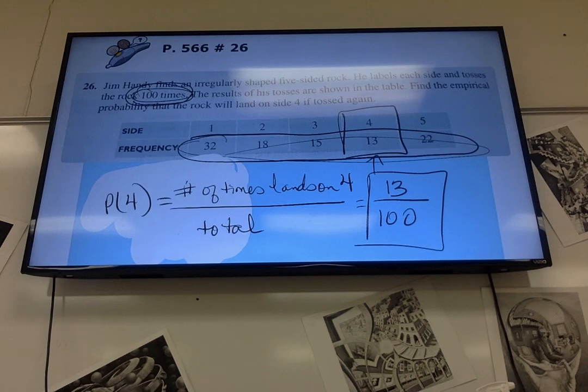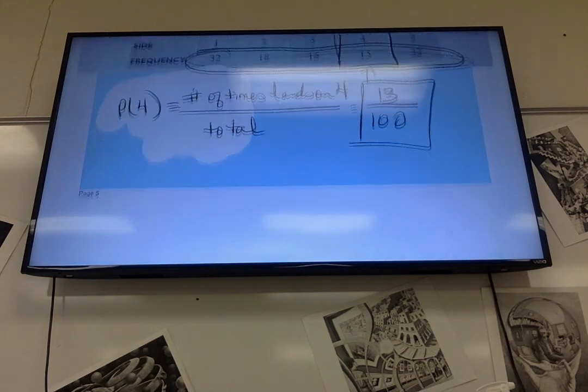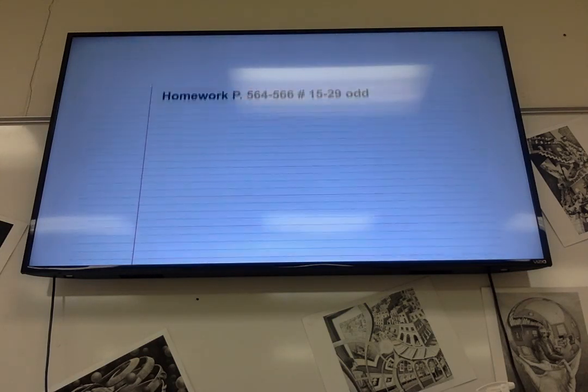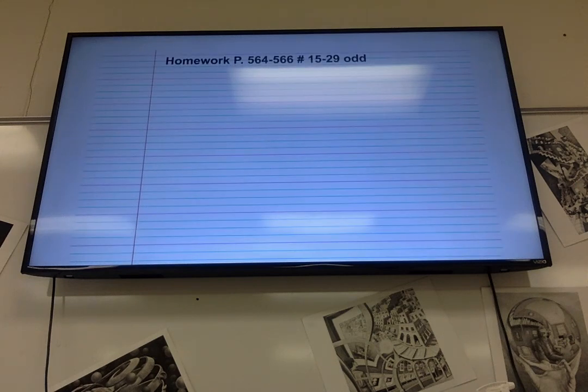So we're just doing more empirical probability problems. And that is it. I knew today was short. So I'm going to upload pictures of this so that you can do these problems.